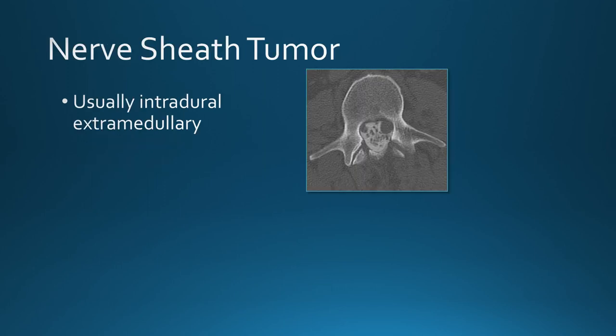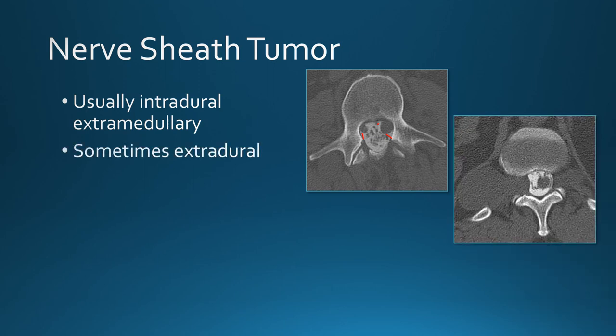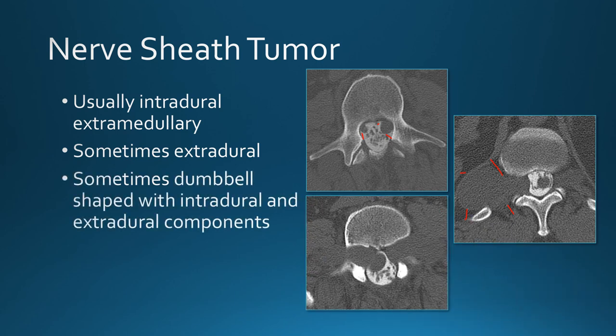Nerve sheath tumor most often is an intradural extramedullary lesion. We can see it here. Here's one. This patient has another one over here. Nerve sheath tumors can sometimes be extradural, as this lesion involving the neural foramen, but does not have an intradural component. And sometimes they can have a dumbbell shape with both an intradural and an extradural component.